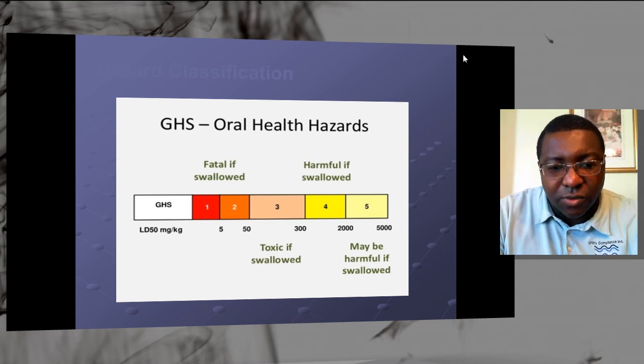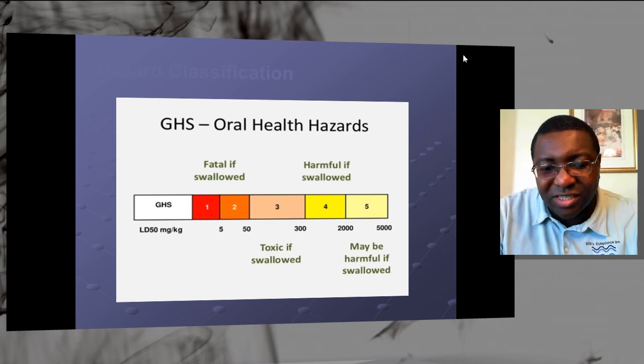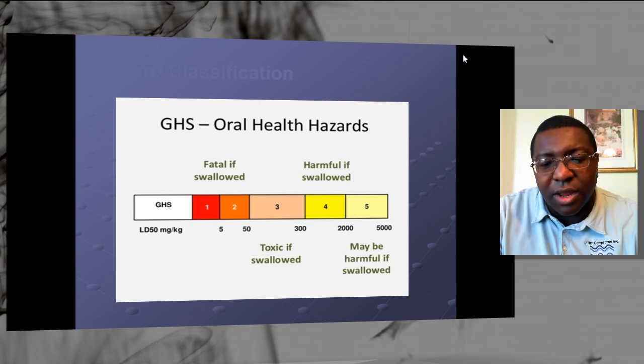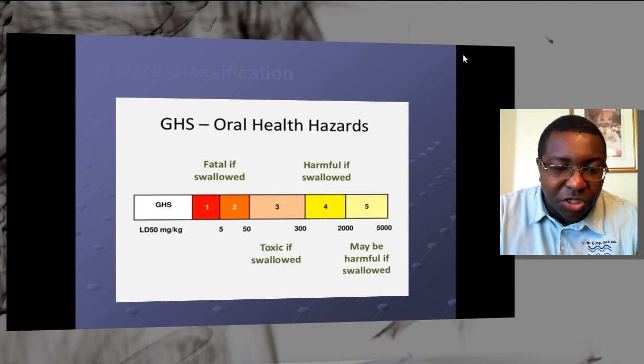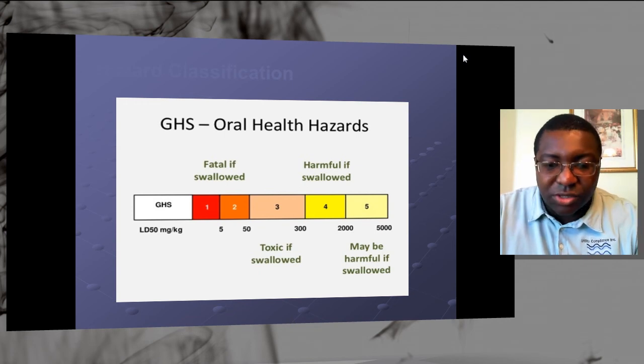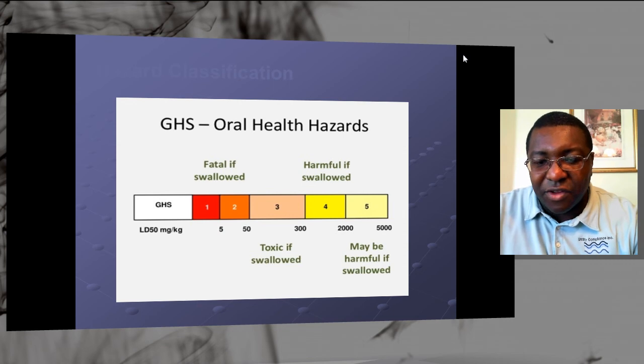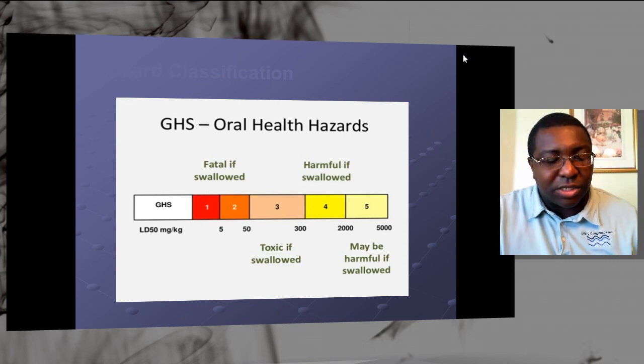Fatal if swallowed is 1 and 2. Toxic if swallowed is 3. Harmful if swallowed is 4. May be harmful if swallowed is 5. And that's because your lethal dose there is so high, 5,000 milligrams being so high.